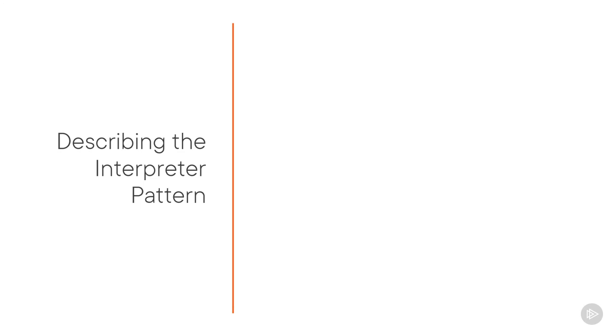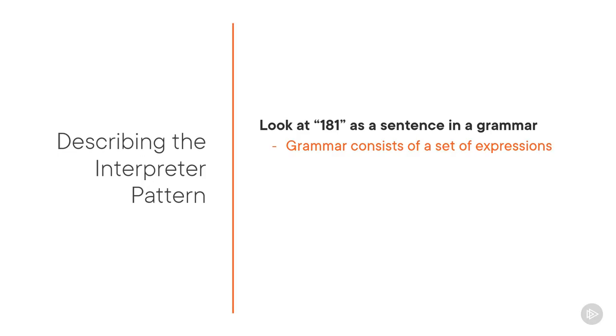We can look at 181 as a sentence in a grammar we're going to define. That grammar exists of a set of expressions. The first expression would be the 100 expression. The second one, the 10 expression. The third one, the 1 expression. Each expression is then responsible for translating the word, which is one number in our case, that's passed in. In other words, it's responsible for interpreting the word.